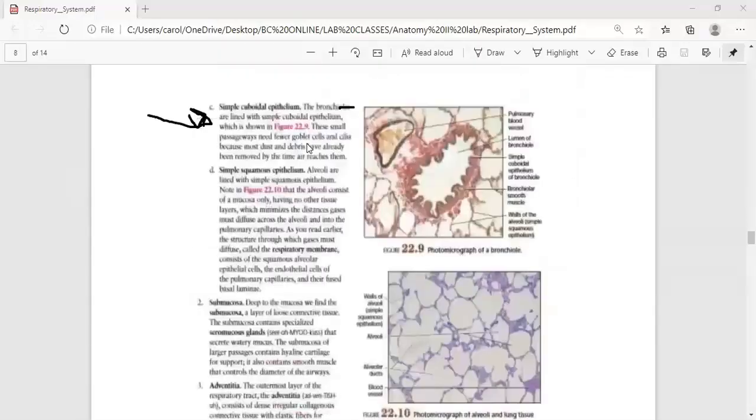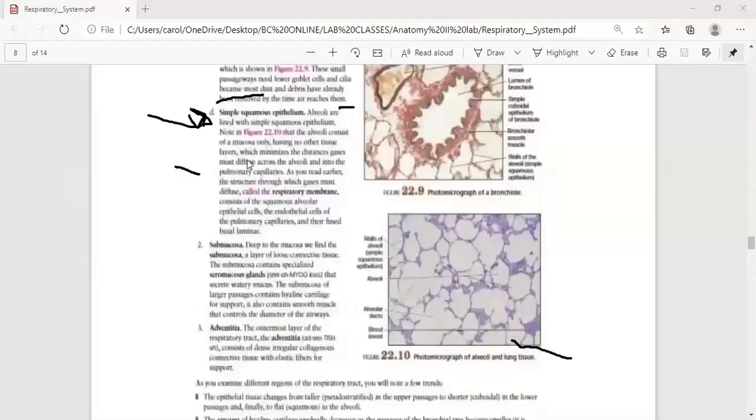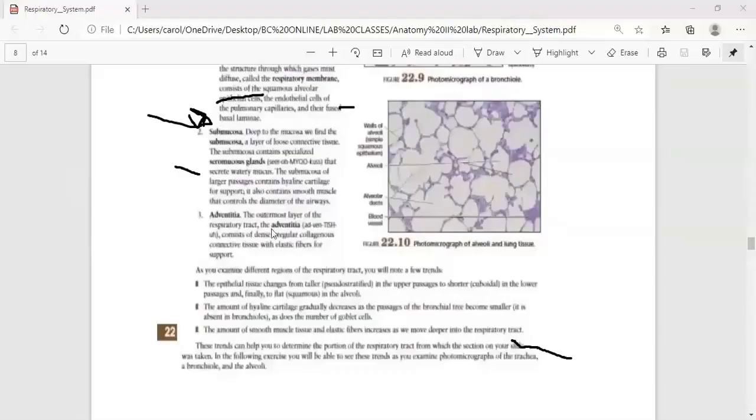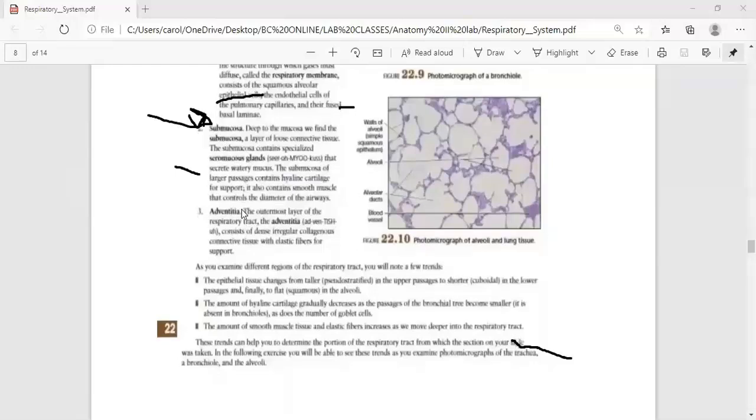Okay, so then we have here simple cuboidal. You have that in the bronchioles, for example. Simple squamous, right? We said that's in the alveoli. And you can clearly see here, that's only one layer of cells. Those are other layers that we're going to have in the respiratory system. These are layers, not cells. They're going to be submucosa and adventitia, as you can see right here.